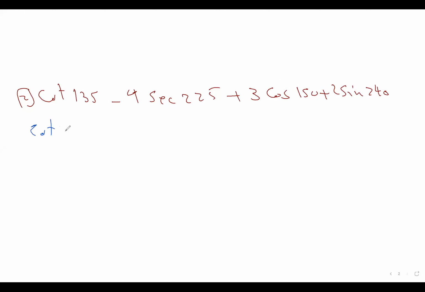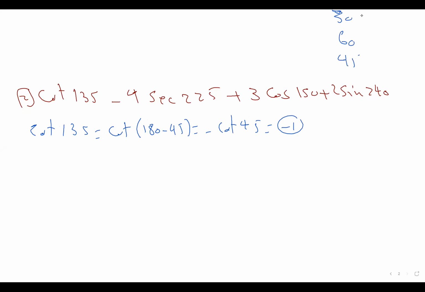Cotan 135. Okay, in which quadrant? Second quadrant. So cotan in the second quadrant is negative. It will be cotan(180 minus 45), which is negative cotan 45, which is negative 1.